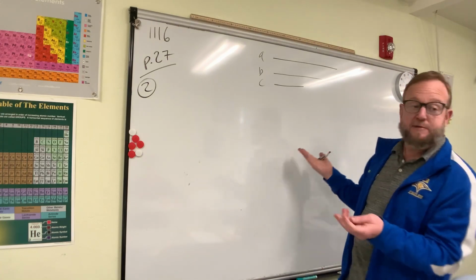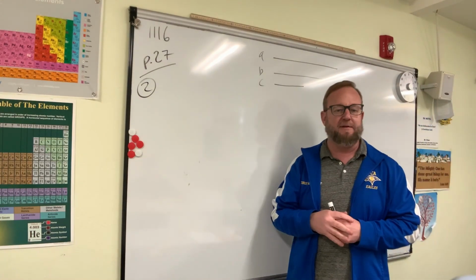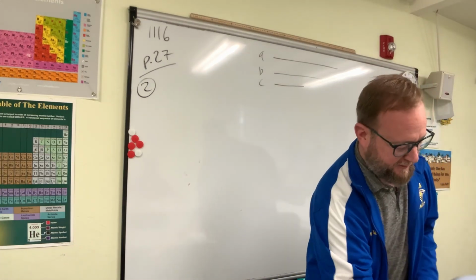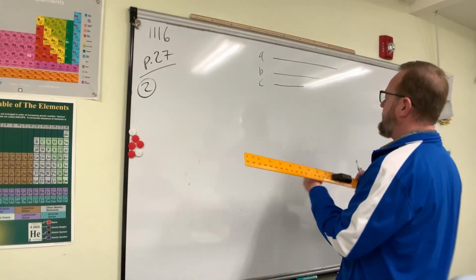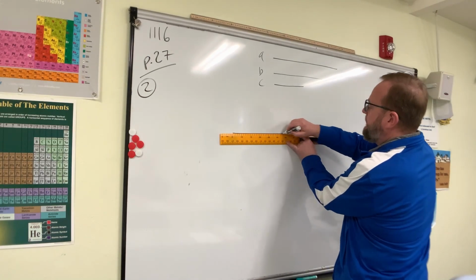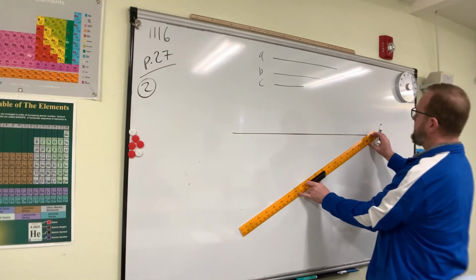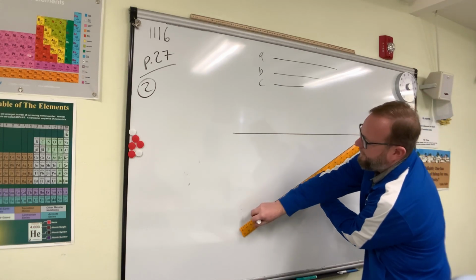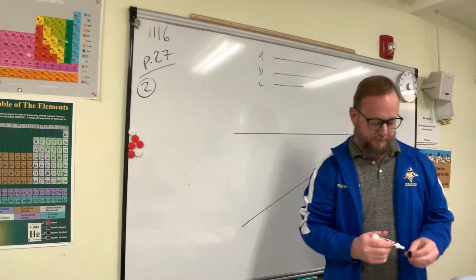Does that kind of resemble the segments on problem number 2 on page 27? Let's just say it does. First thing I need to do is create my angle I'm going to use to create my proportion. I'm not sure that this is going to be long enough. Maybe it will. Let's see.